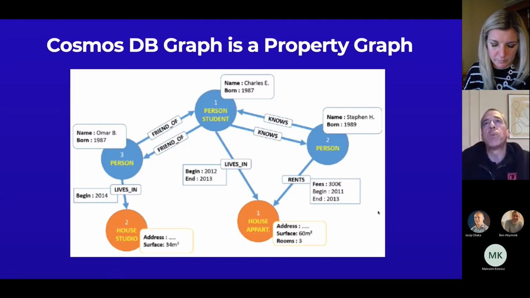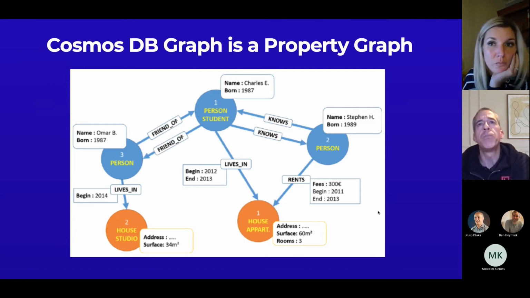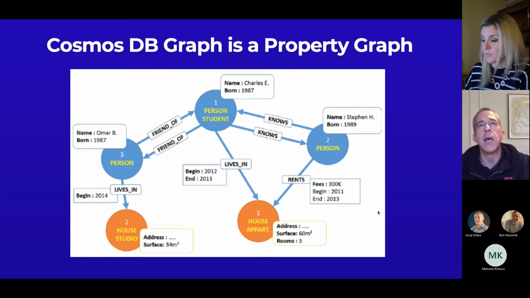So if we look at what a property graph is, within the graph itself, it's made up of vertices and edges. The vertices you see there are the people in blue and the houses, studios and apartments in orange. And you can see you've still got the subject predicate object in the label of the vertex and the edge. So you can see that person student 1 lives in house apartment 1. But in addition to that, you can have an arbitrary number of properties with each vertex and edge. You can see that the person student 1, their name is Charles E, they were born in 1987, and you can have any number of properties you want associated with that vertex. Similarly with house apartment 1, you can have an address, a surface area, number of rooms. And so you can have any number of properties associated with the vertices, and even the edges themselves.